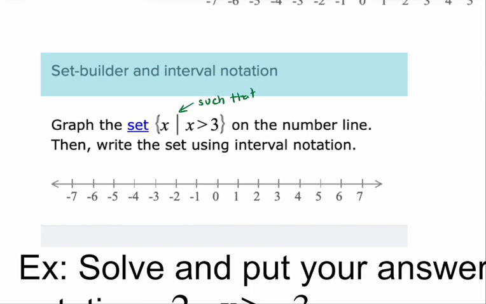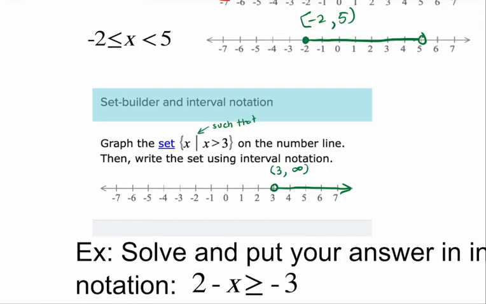Okay. So when we go to put it on our graph, we would have an open circle on the 3. We would shade to the right. Now our interval notation needs to follow that. So we're going to have a parenthesis on the 3. We are going to infinity. Okay.